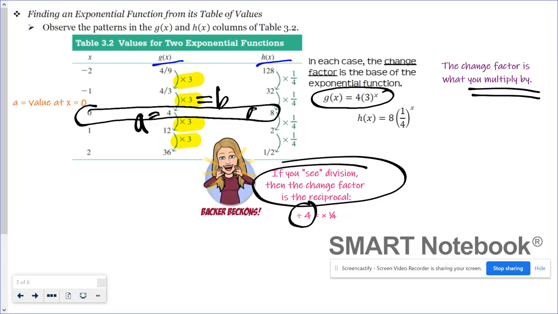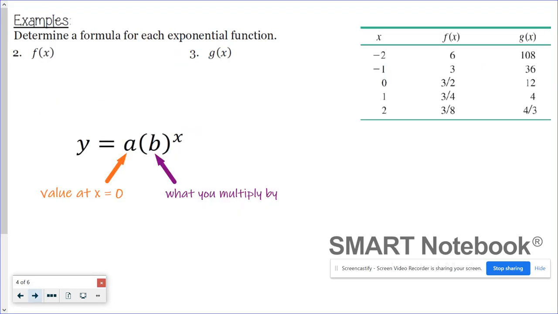And then for h of x, it has an initial value of 8, and that's how we get this function. So why don't you pause the video and try problems 2 and 3, and then unpause and check.